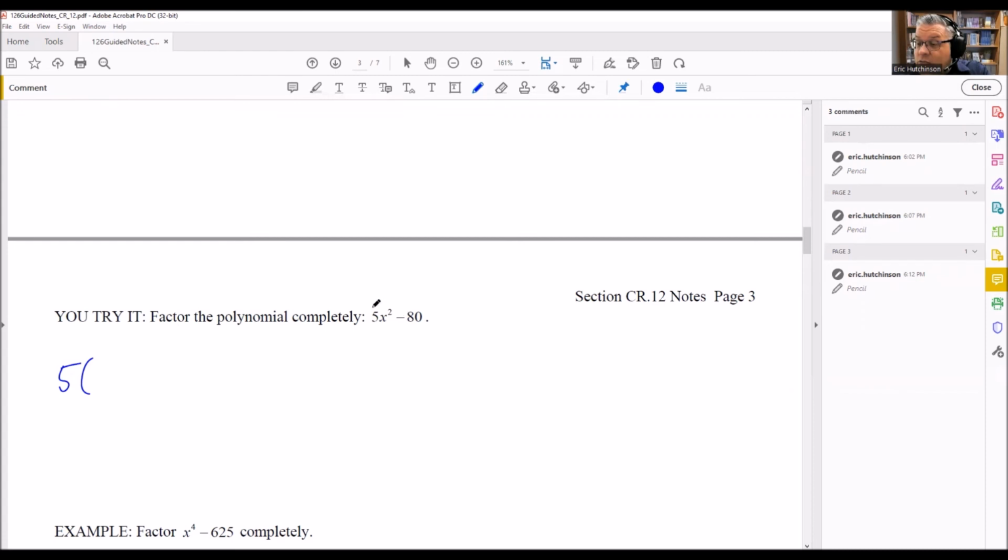We're going to take the first term, that's 5x squared. If we divide it by 5, we'll just get x squared. And then 80 divided by 5, that would be 16. So we have x squared minus 16 inside here. But we're not done yet, because we can now use the difference of squares formula on this. 16 is 4 squared, so we can do x plus 4 and x minus 4. Then that would be fully factored.